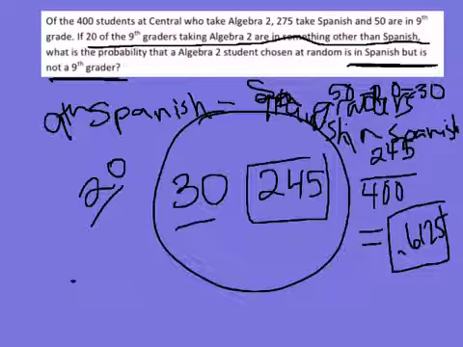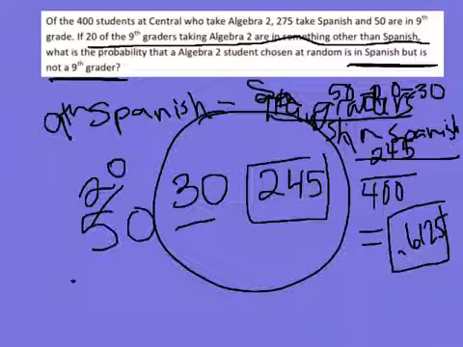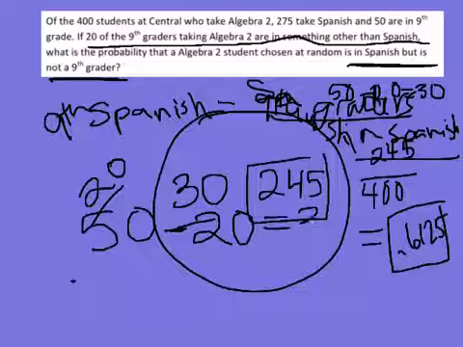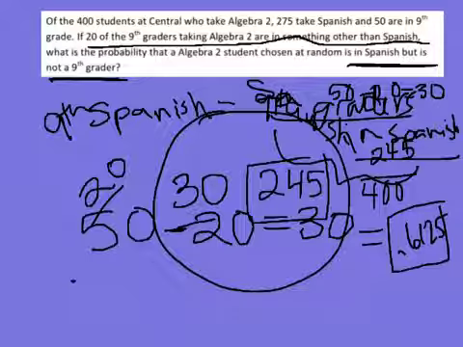Alright, so now we have to figure out how many ninth graders are in Spanish. That's where we take that 50 ninth graders and take away the people who are taking something other than Spanish, which is 30. So that means this here is 30. And then we already knew that the number of people who are taking Spanish was 275. That was given to us in the problem.